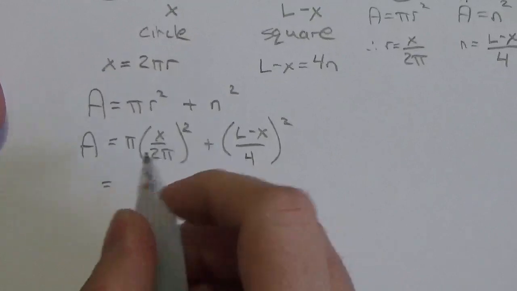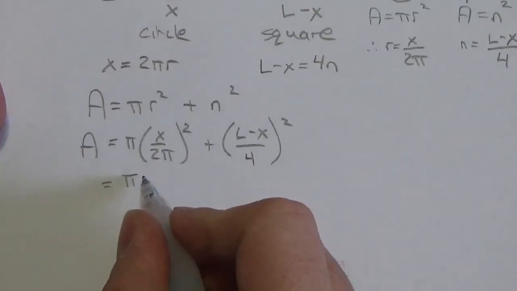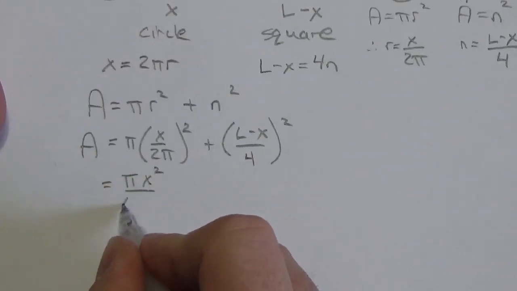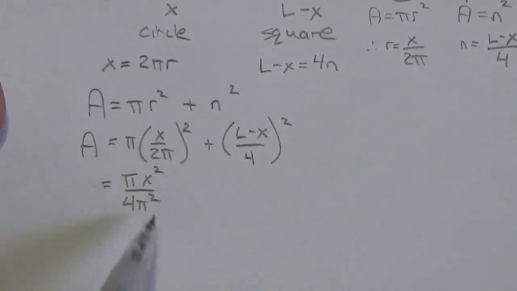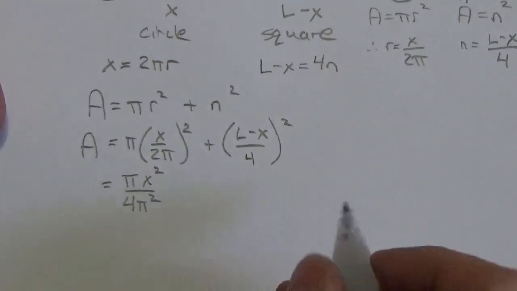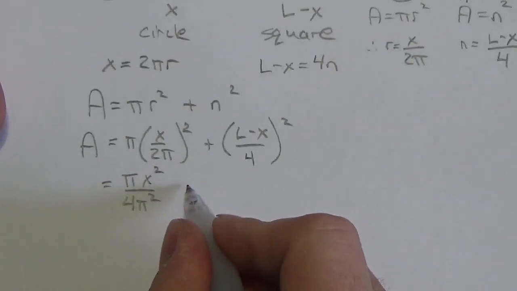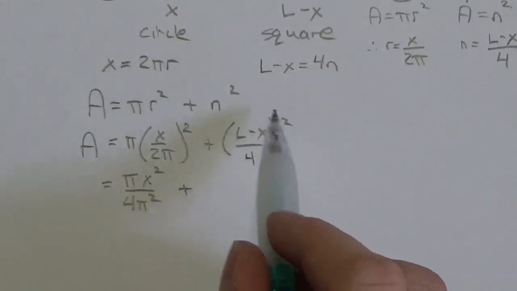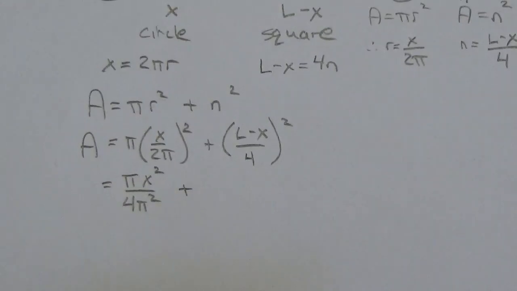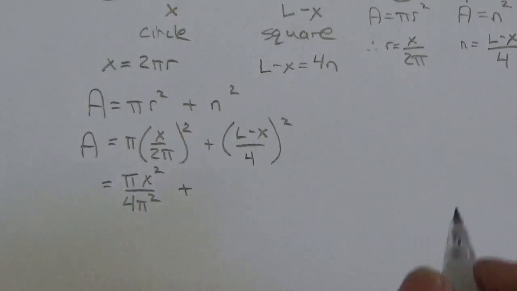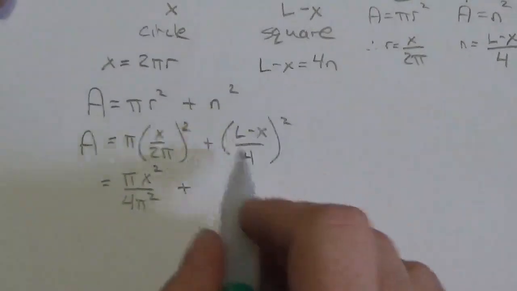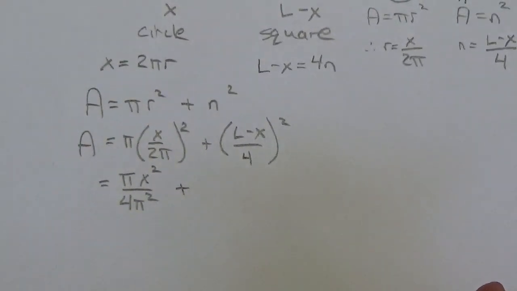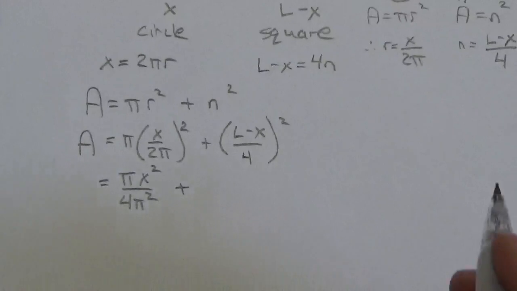Now I am going to simplify this just a little bit here. I'm going to get pi x squared over 4 pi squared, and I can see right now there's going to be some canceling there with the pi's. Now over here, with the (L minus x) squared, when I look at that, I think, well, maybe I should expand it, maybe I shouldn't. Maybe I should just leave it, because I'm going to take a derivative in a moment, and I can just use the chain rule here.